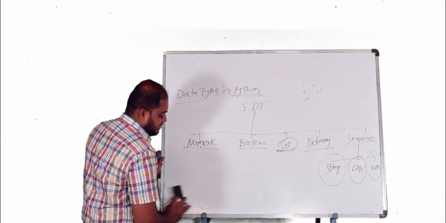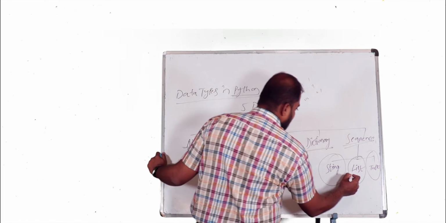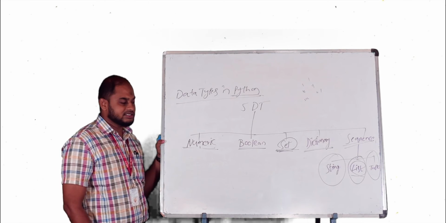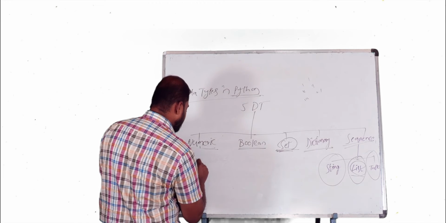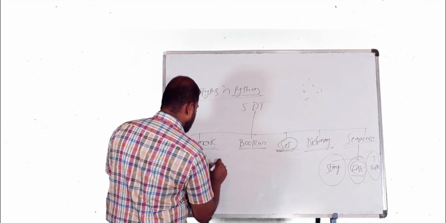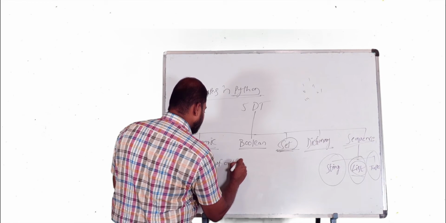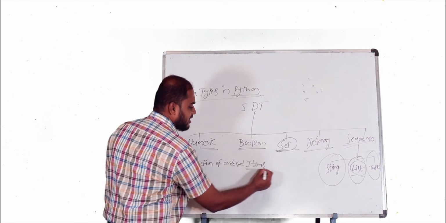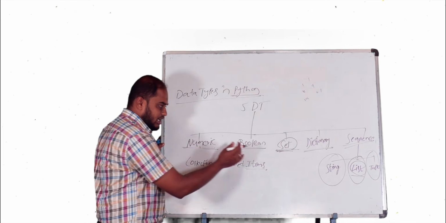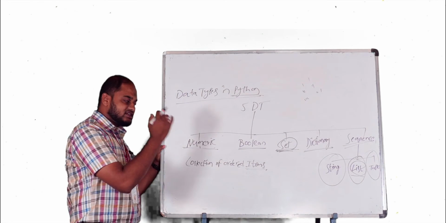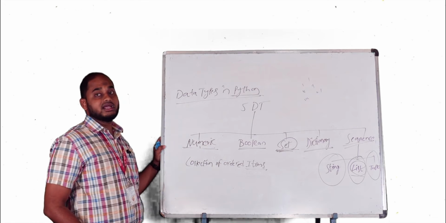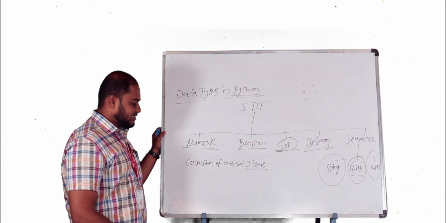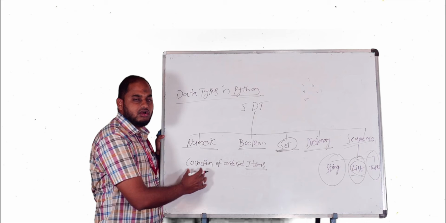In the sequence, the next one, the second one, is called list. List is also a data type as well as a data structure in Python programming language. A list can be defined as a collection of ordered items. Here, items are nothing but different data types you can take. You can take numerics, boolean, set, dictionary, and strings also. So a collection of ordered items. For set we have said it is a collection of unordered items. So the definition of list is a collection of ordered items.